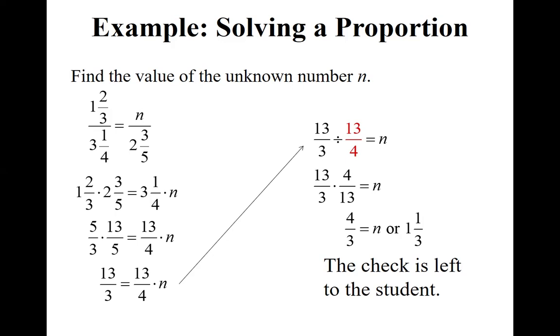So this is just pointing out that dividing by 13/4 is what gets rid of multiplying by 13/4. But dividing by 13/4 is multiplying by the reciprocal. And that's why we just multiply by the reciprocal. That's what's working in the background when we do that. And that's it for this topic.